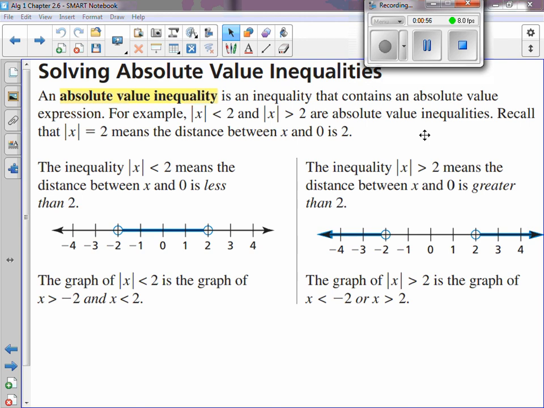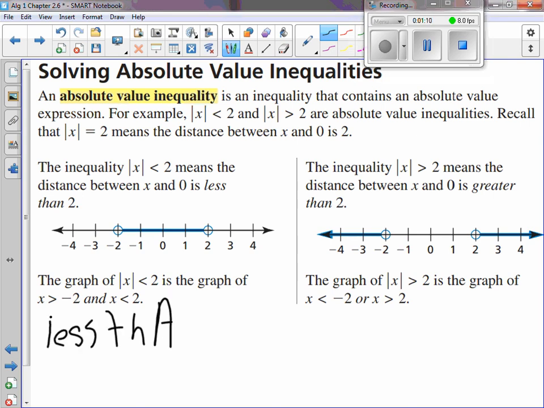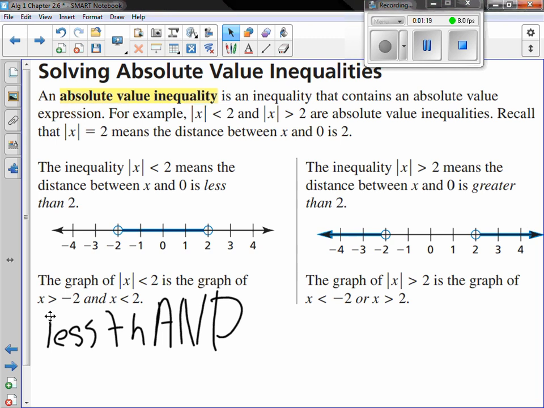So the inequality |x| < 2 means the distance between x and 0 is less than 2. The way that I remember and keep this straight is: less than. I'd write that down in your notes. Because we have an absolute value that is less than, it's an and statement. When we talk about less than or equal to, it's an and statement. And this mainly works with absolute values.